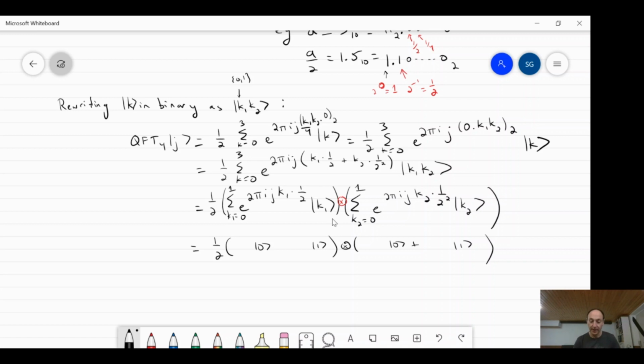And so what are the corresponding phases? Well, when k1 is 0, then this is 0, so the exponent goes to 0 and the scalar in front is 1. The more interesting case is when k1 is 1, and then you just get this thing as is: e to the 2 pi i j over 2. Likewise on the right side, 0 picks up a phase of 1, and the 1 picks up this relative phase of e to the 2 pi i j over 2 squared, or over 4.